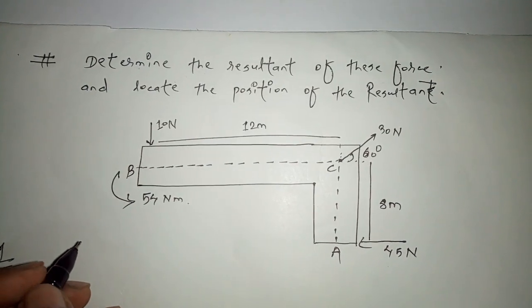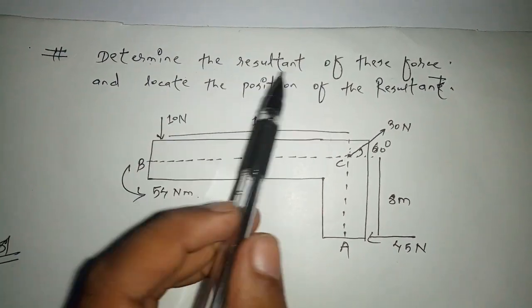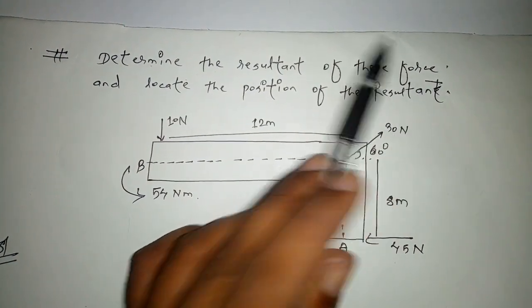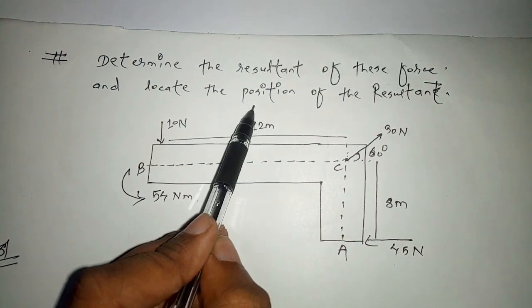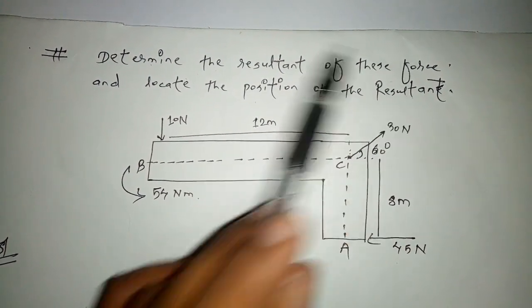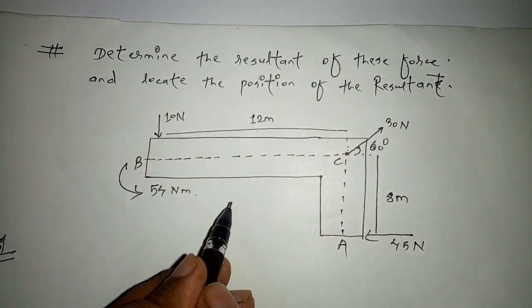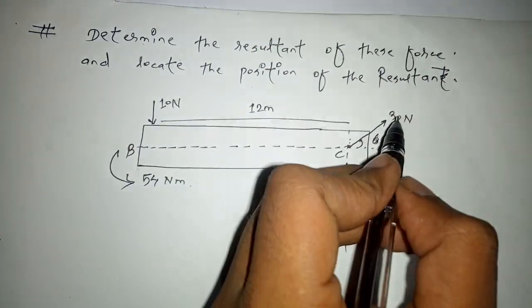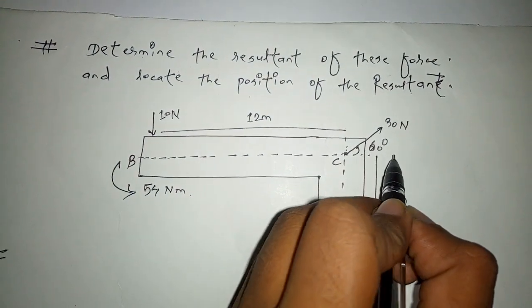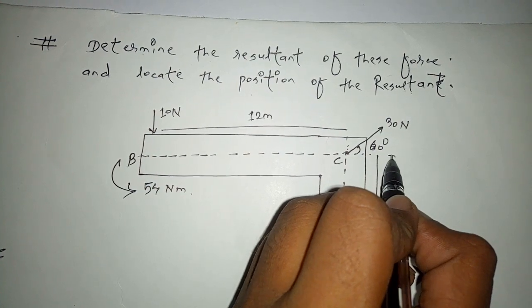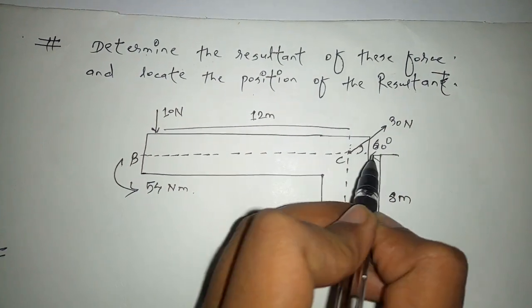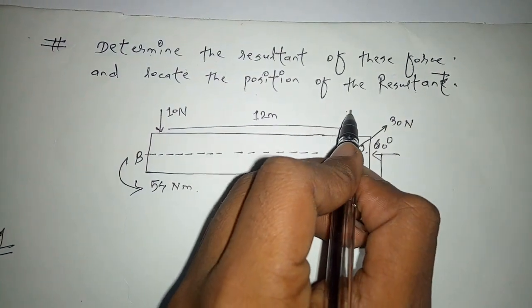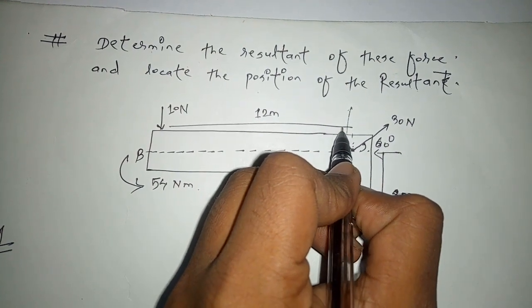Hello guys, in this question we have to determine the resultant of the force and locate the position of the resultant. Before solving this question, we first have to resolve the 30 Newton force into two components, one horizontal and one vertical force.